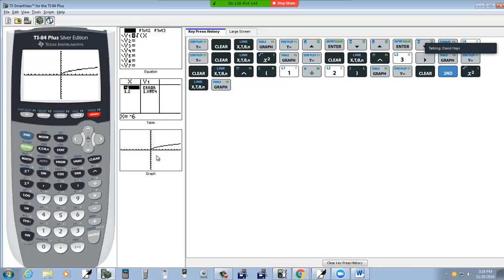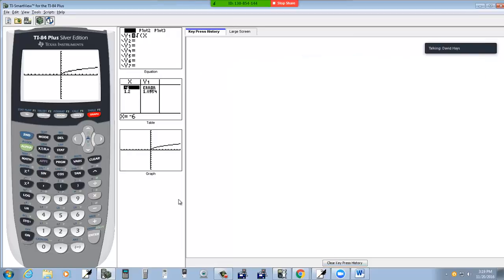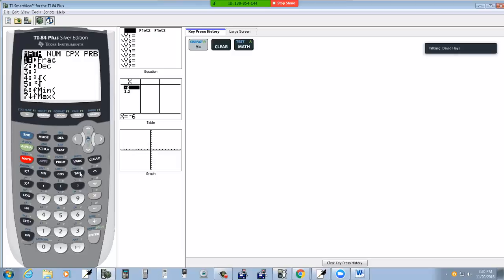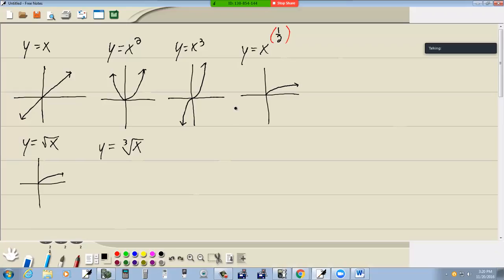Cube root of x. Now press my y equals, press my clear, press the math button, and we want to choose the cube root, which looks like number 4. So I do 4, and I'll put x in, and then graph. And that would be our graph of the cube root, as well as I can draw it.